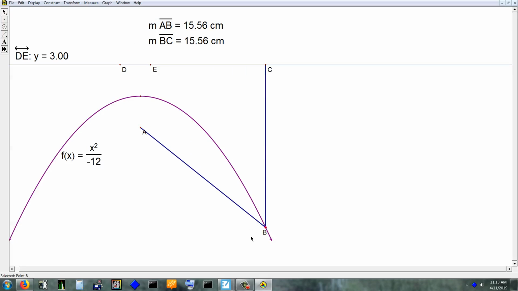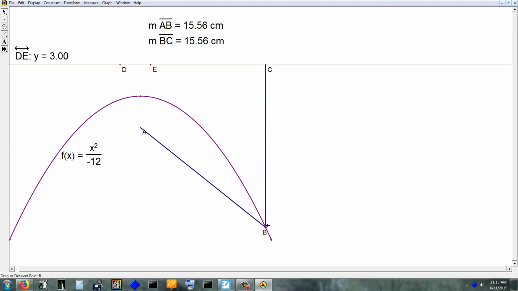So I moved B, but look at the distance from B to A, it's 15.56. The distance from B straight to C is still 15.56. These two distances will always come out the same. And if they don't look the same, it's really just an optical illusion. They are the same.